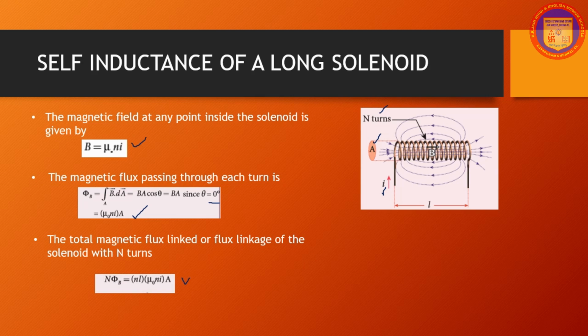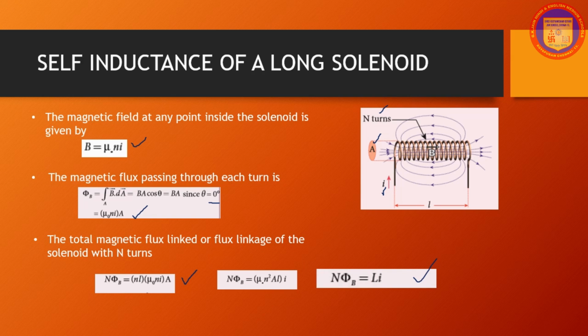N phi B is equal to nl into mu naught nI into A, substituting for phi B from the above equation. N phi B is equal to mu naught n square A l into I. So we'll get N phi B is equal to LI. Comparing the equations, we'll get L is equal to mu naught n square A l.